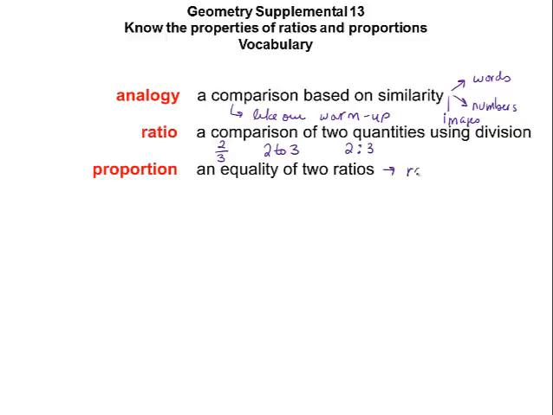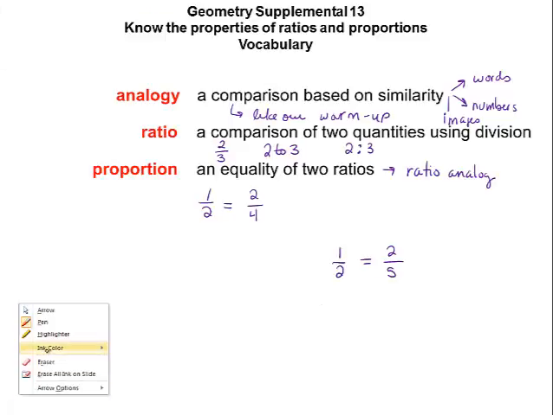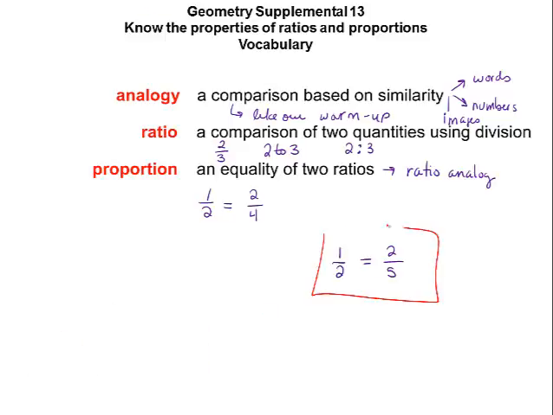A proportion is an equality of two ratios. It's basically a ratio analogy. Okay, so 1/2 is equal to 2/4. Proportion. They're in proportion. If you put two fractions and you say they're equal to each other, but they're not, then you have a situation where this is not a proportion. Okay, so they actually have to have equivalent values.